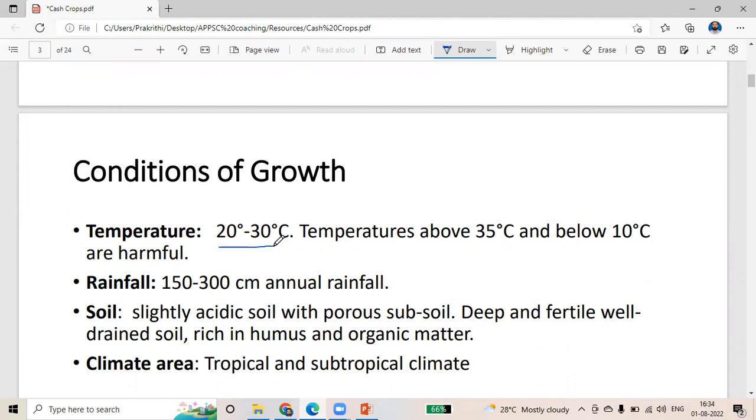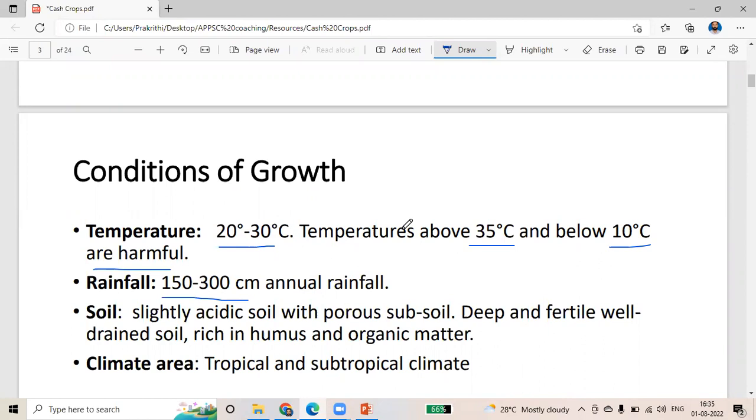So a high temperature is required, but temperature above 35 degrees Celsius is not good, and temperature below 10 degrees Celsius is also not good. It will harm the plant. And the rainfall required is 150 to 300. That is why it comes under tropical or subtropical. उसी एरिया पे बहुत ज़्यादा rainfall होगा. So this crop requires minimum 150 to 300 centimeter annual rainfall तो चाहिए.